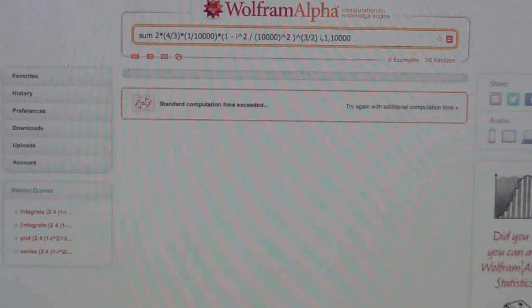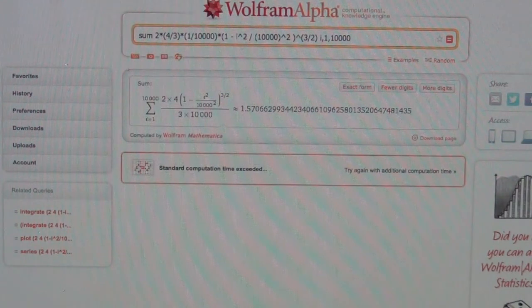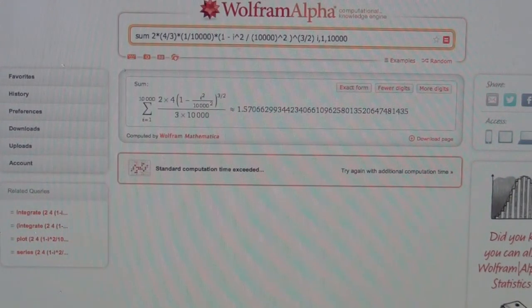And oh, there it is. About 1.57. Does that ring a bell or anything? Well, think for a little bit. 1.57. You're not always going to get numbers that are exactly what you've seen before. Can you tell me anything about 1.57? Well, it's about half of pi.